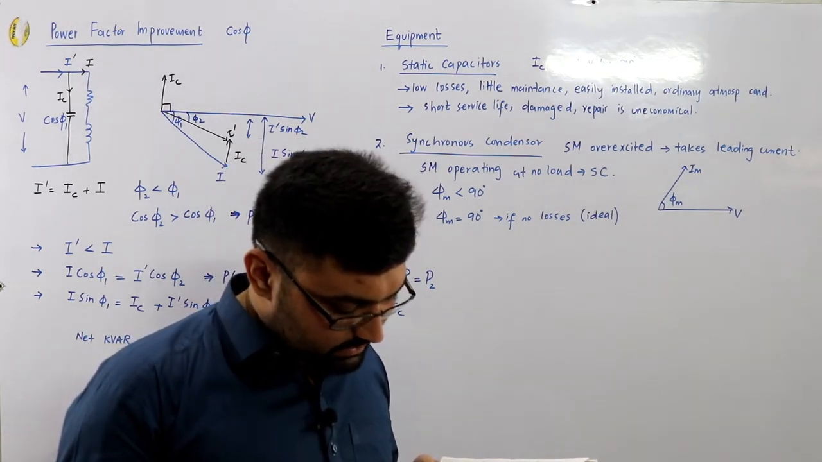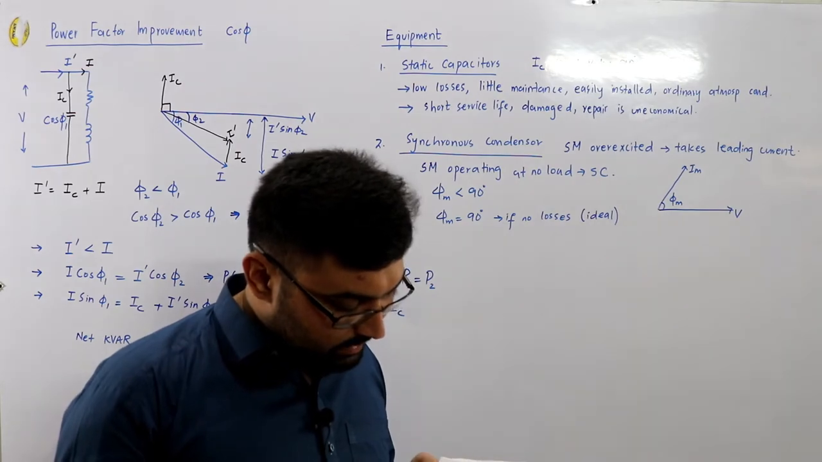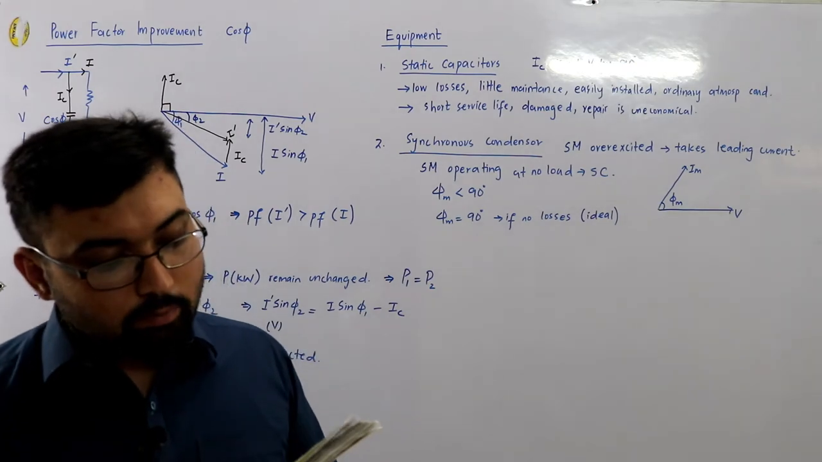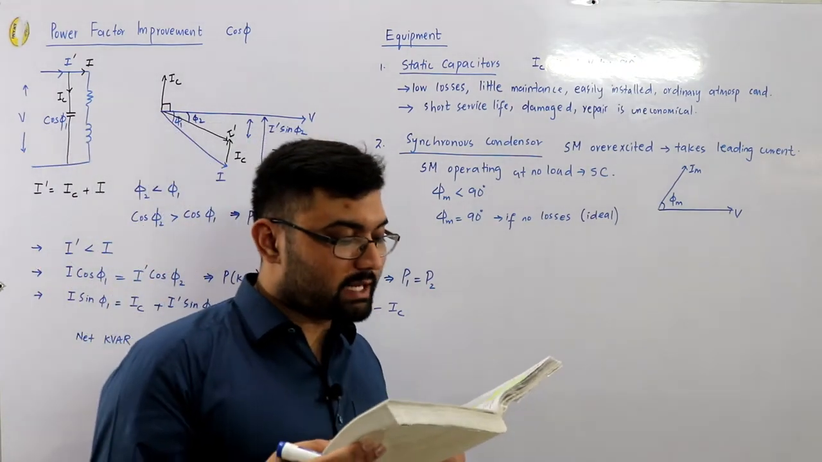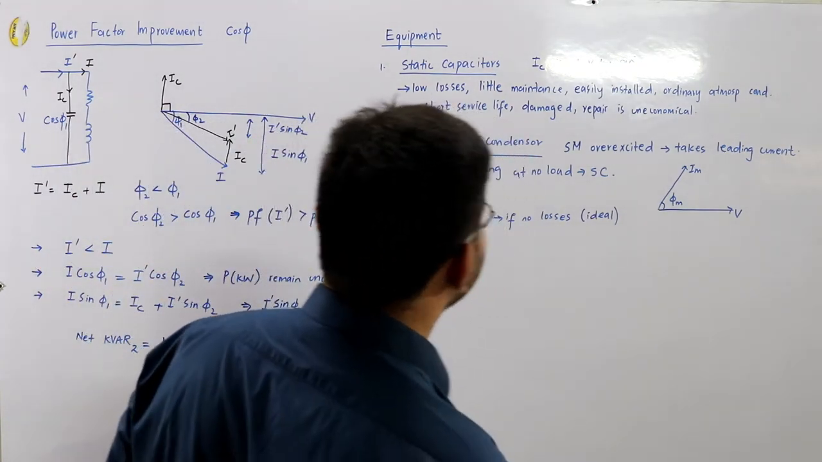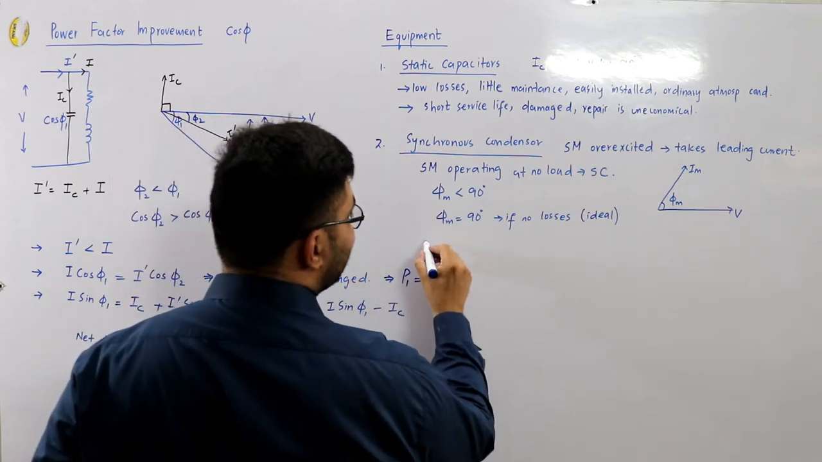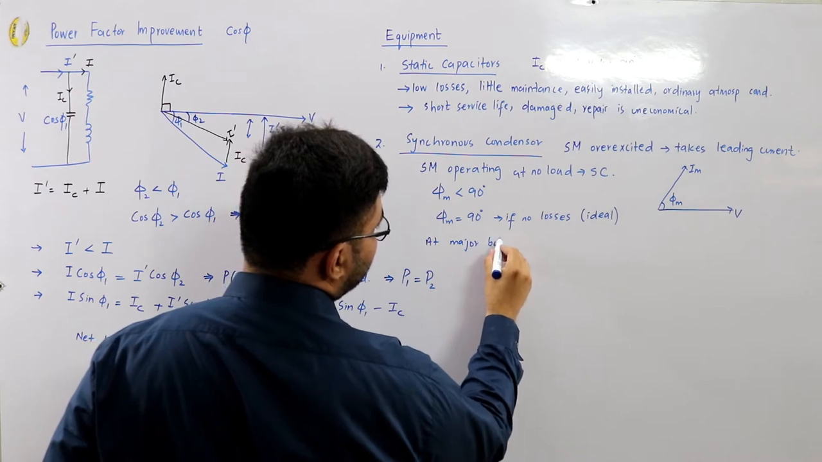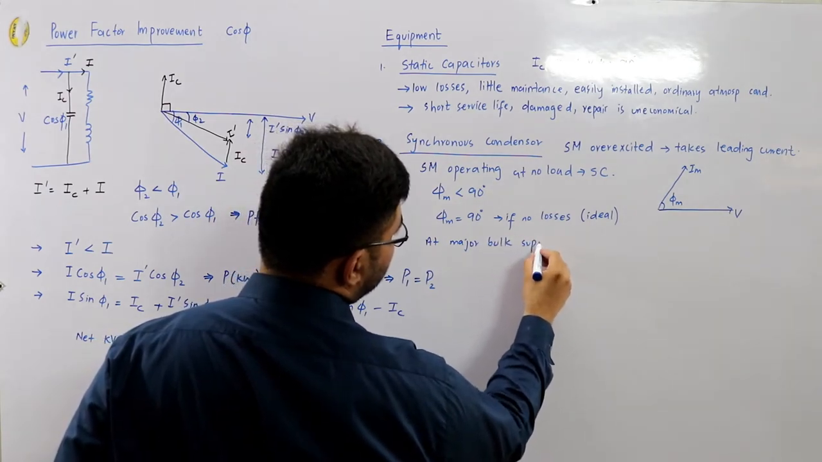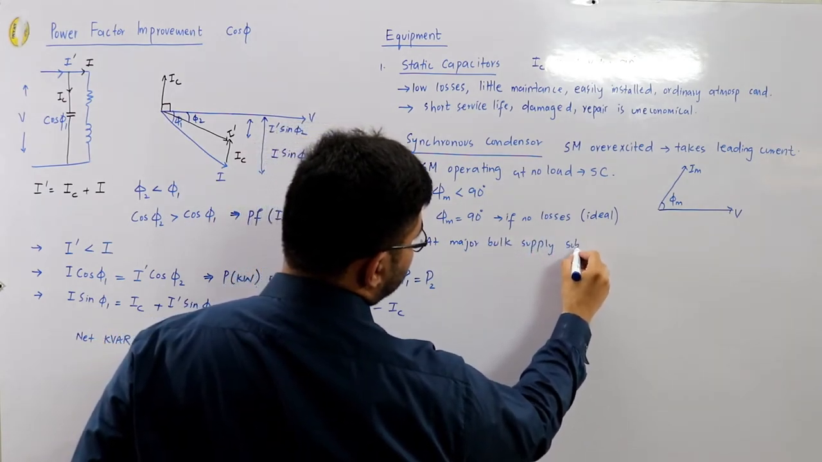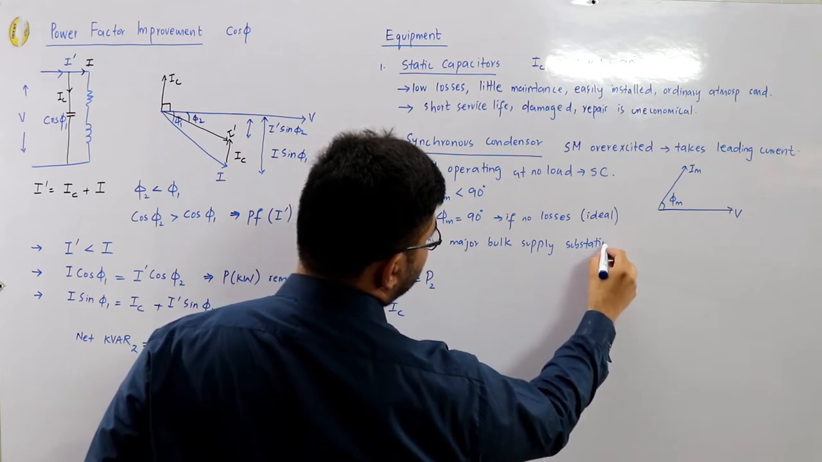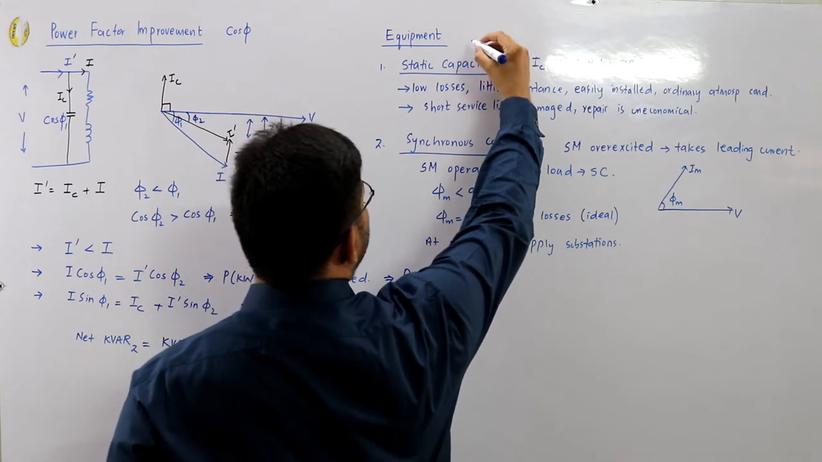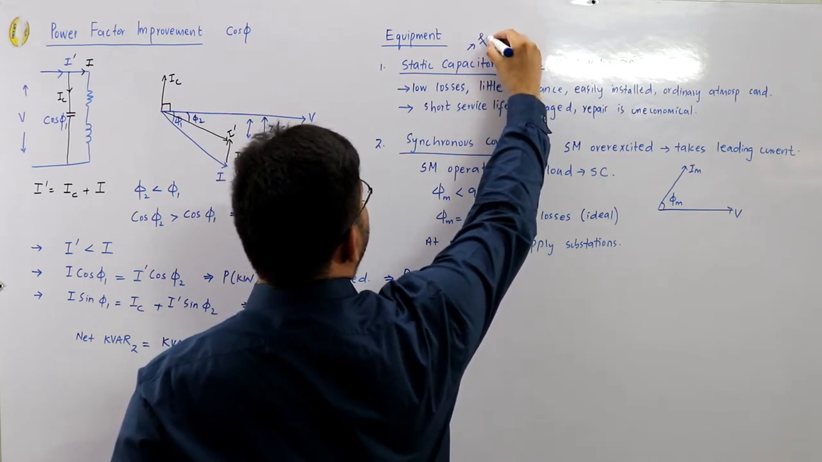Now what you have is, where are they used? Synchronous condensers are generally used at major bulk supply substations. Whereas the static capacitors were generally used where? At factories.